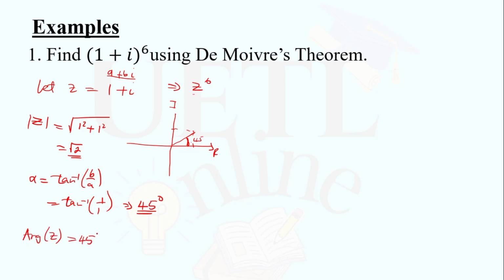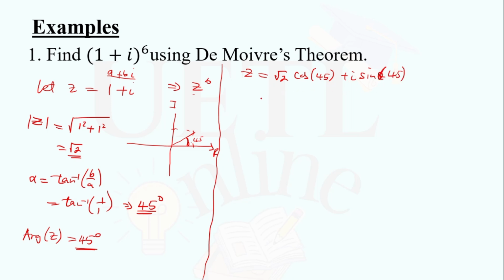If you didn't understand this short process, please go and check my video where I talked about how to find an argument. Now this means that our complex number z is equal to root 2 times cos theta, where theta is 45, plus i sine theta, where theta is 45 again. This is our complex number. Let's shorten it to root 2 CIS 45 degrees.